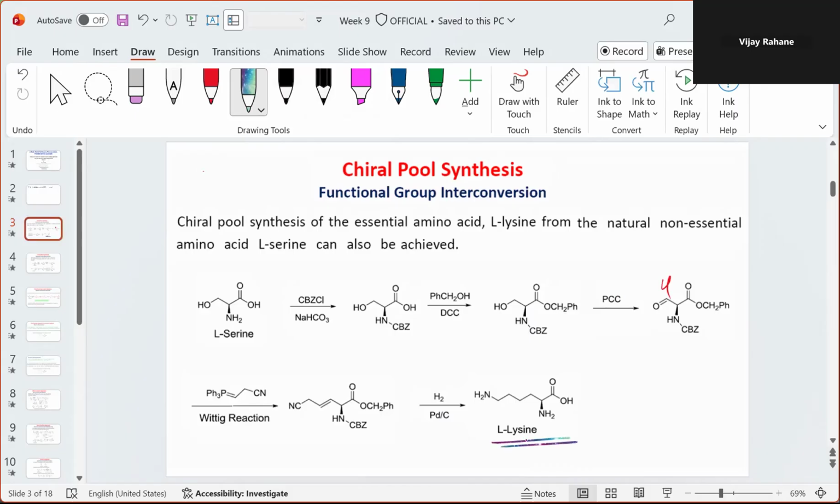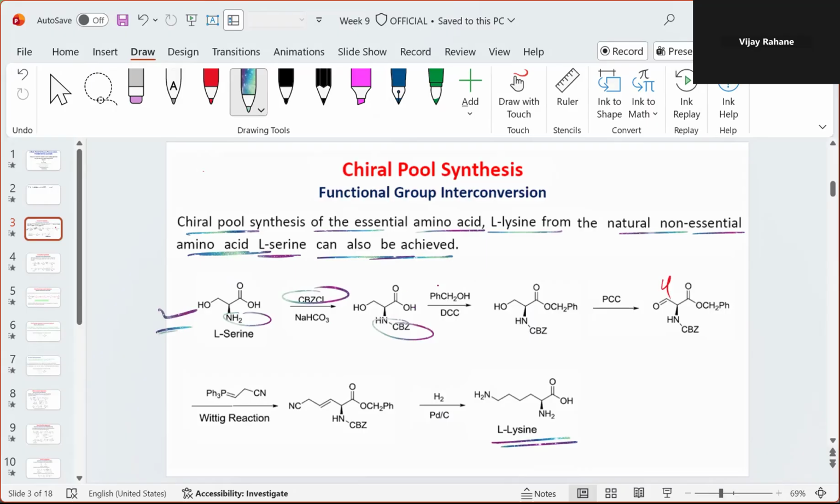This is basically the non-essential L-amino acid. The chiral pool synthesis of the essential amino acid L-lysine from the natural non-essential L-serine has been achieved in this synthesis. So this is the structure of L-serine. When you do the CBZ protection on L-serine, the CBZ attacks the NH2 group, so N-CBZ protection takes place.